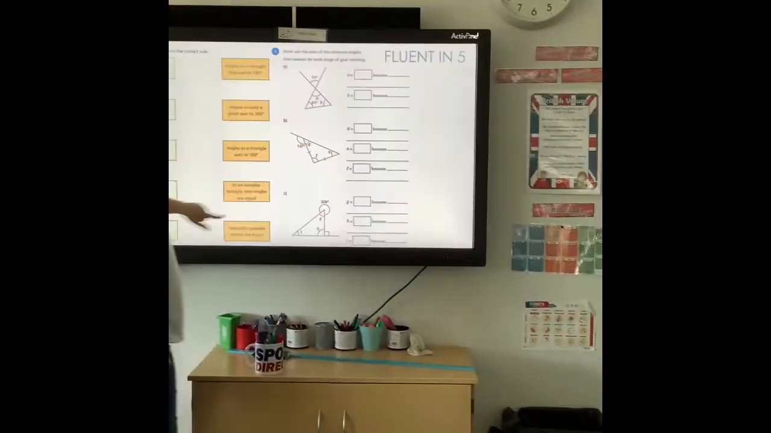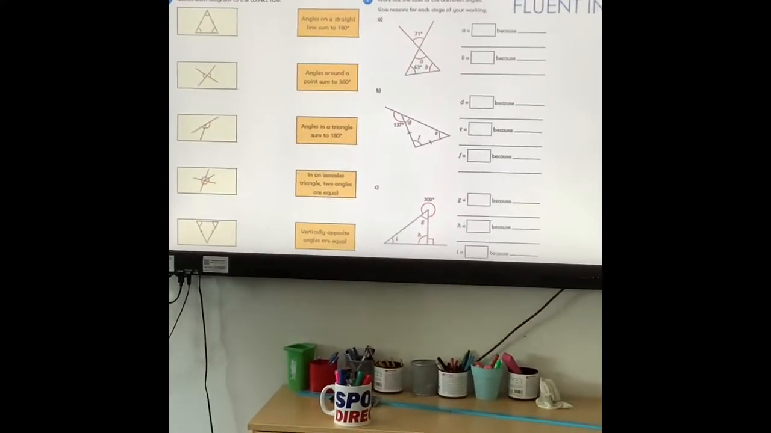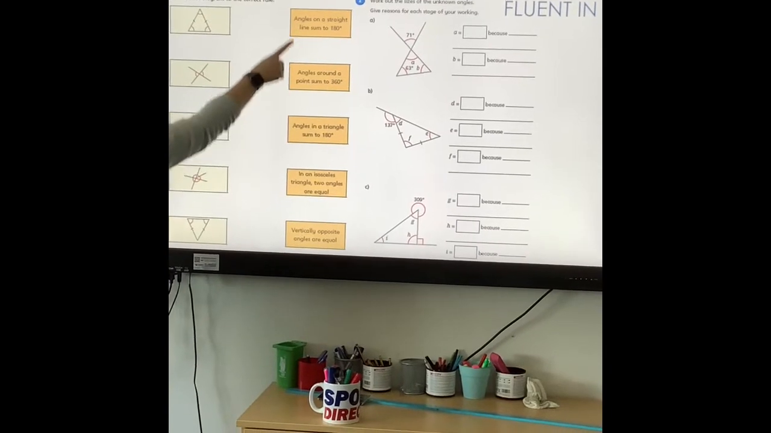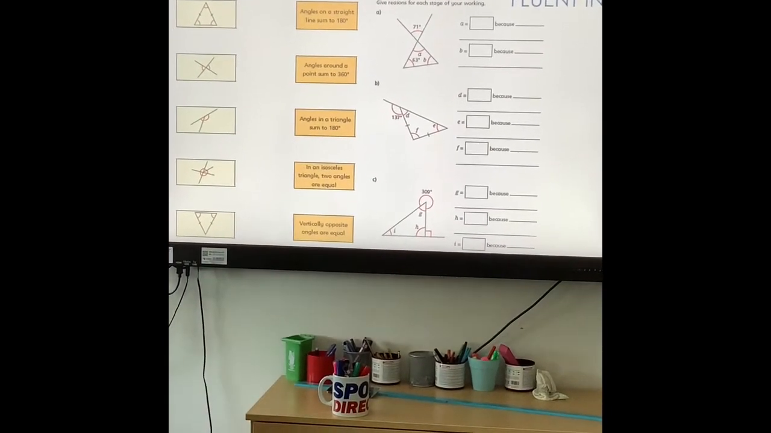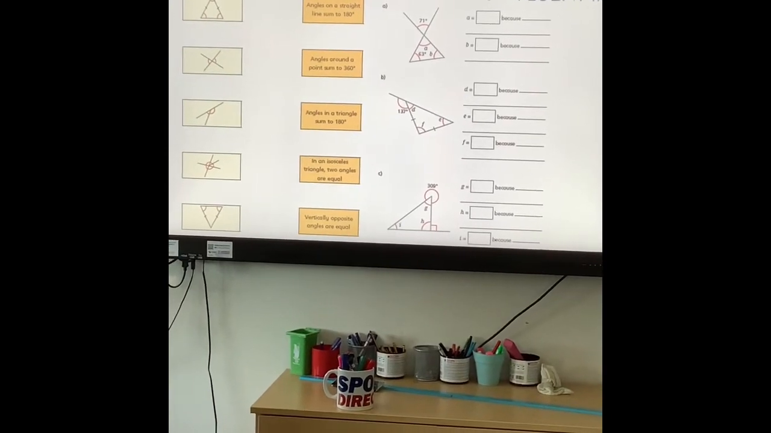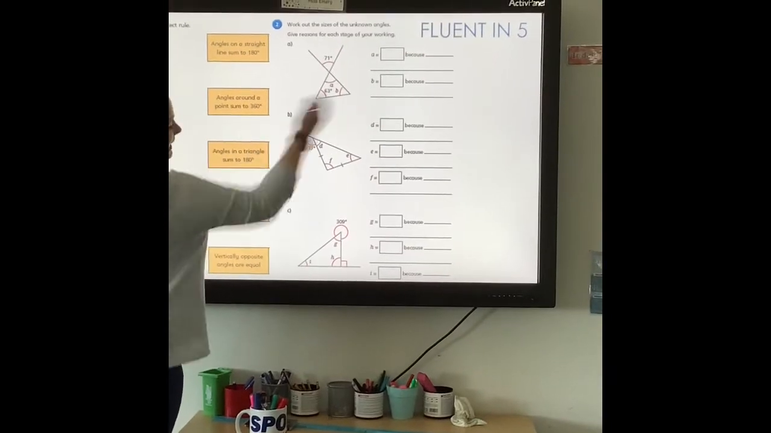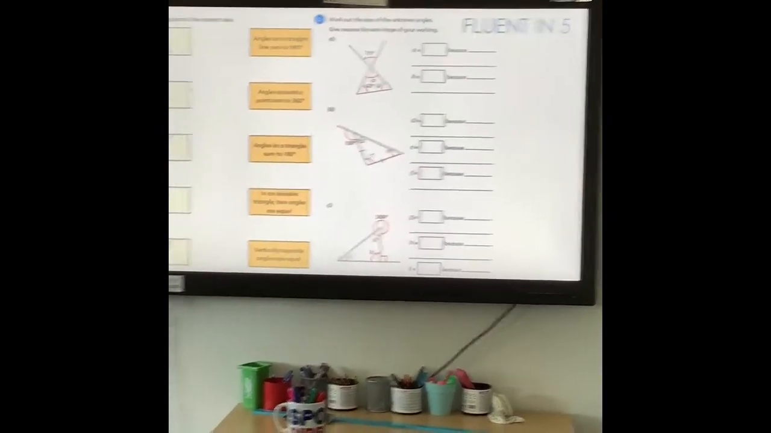So, you're fluent in 5. First of all, look very carefully at the diagrams and match them with their rule. Then on the other side, work out the sizes of the unknown angles and give a reason. So you should be able to say, I know this is this because, and it gives you a space to write the example. Pause it and have a go.